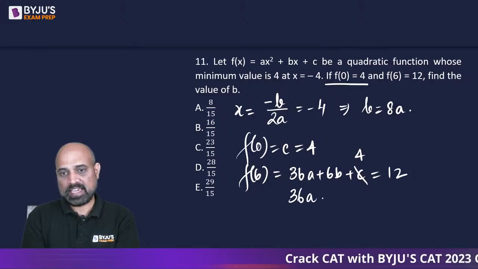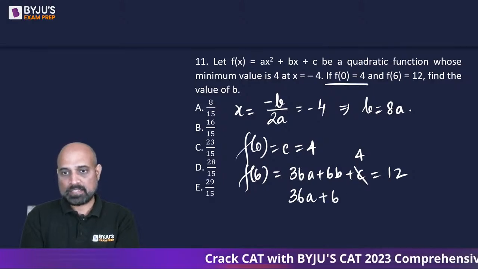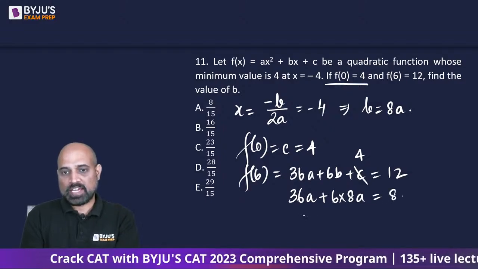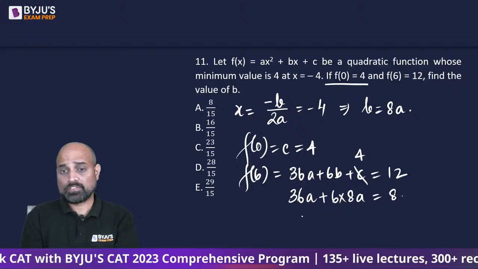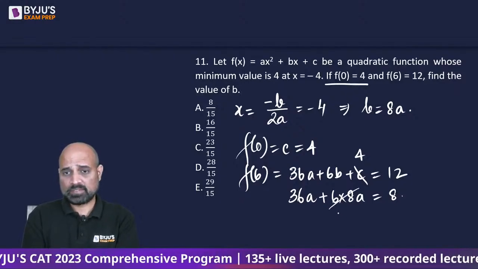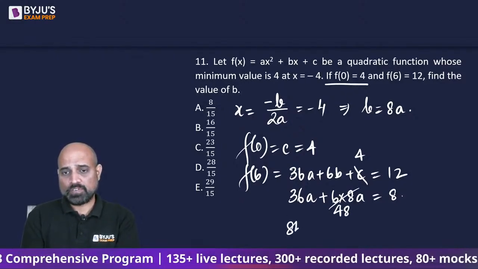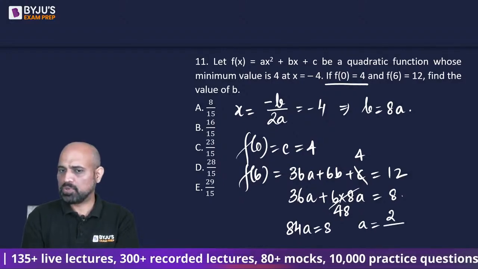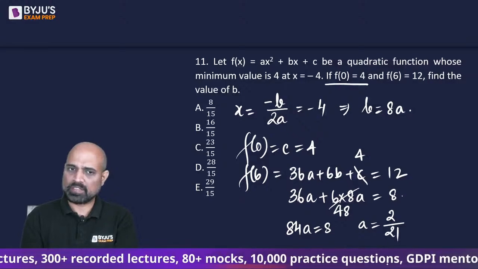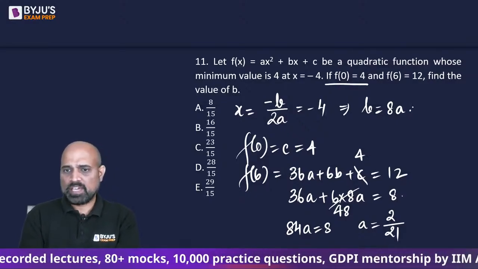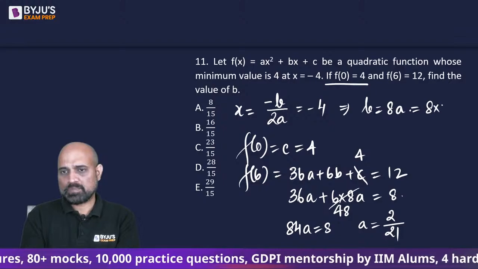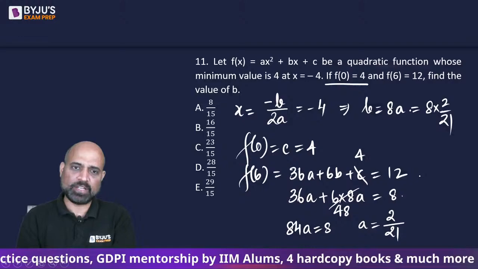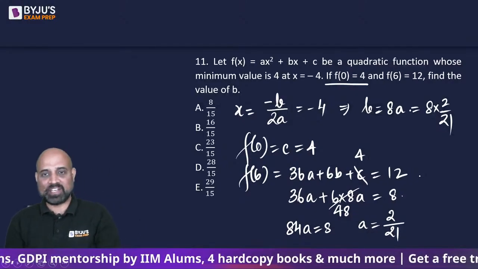So 36a plus 6 times 8a is equal to 8. So we will have 36 plus 48, which is going to give us 84a is equal to 8, or a is equal to 2 upon 21. If a is going to be 2 upon 21, this becomes 8 times 2 upon 21, which is 16 by 21. I still don't see a 21 here.